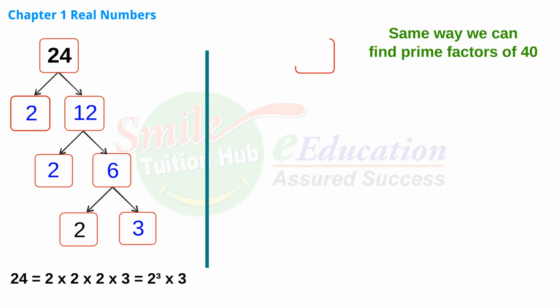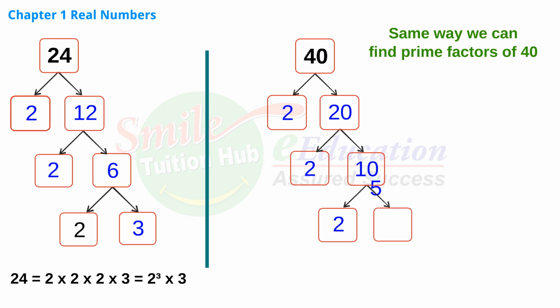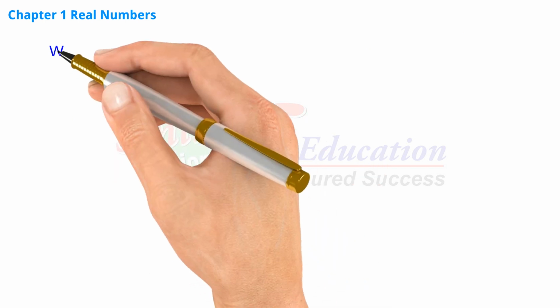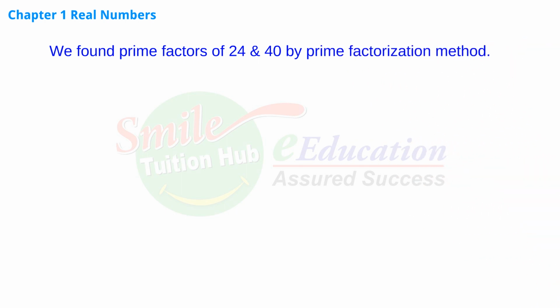So we will write 40 in a box, showing it in a factor tree. You know very well we will get 20 as quotient. So we write 20 on the right side box, 2 on the left side box. Again the same procedure, 10 on the right side box, 2 on the left side box. Again the same procedure, 5 on the right side box and 2 on the left side. So we can write 40 is equal to 2 raised to 3 into 5. We found the prime factors of 24 and 40 by the prime factorization method.